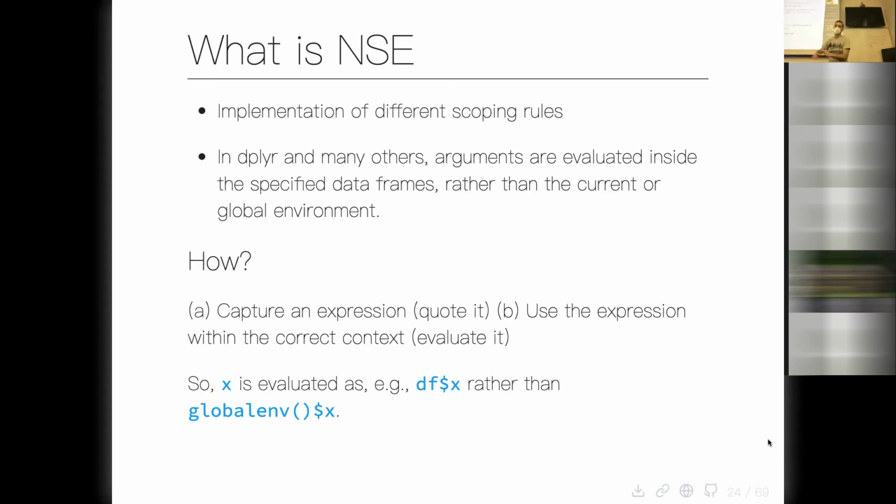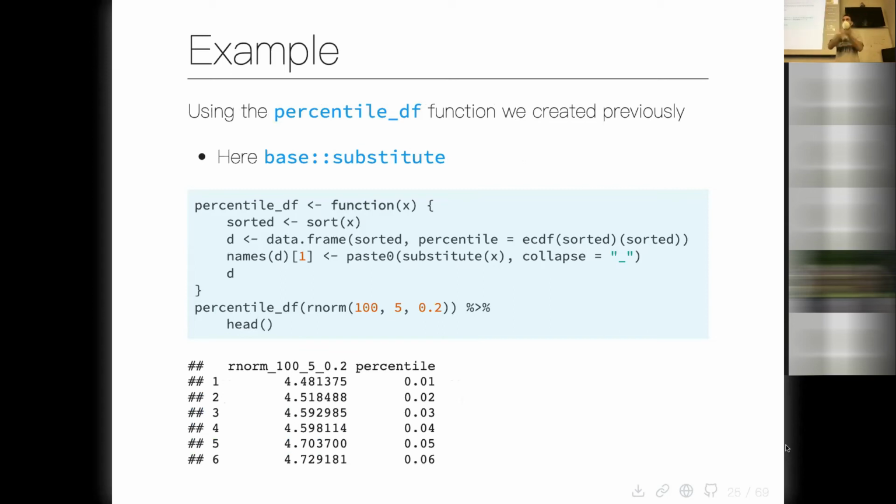Again, this is just reiterating what I just said. It captures an expression, which is called quoting, and then it evaluates that expression within the correct context. So if we say select X, it's going to look in df for X, inside the data frame, rather than looking for X in the global environment, for example. So it changes how it looks up specific things.